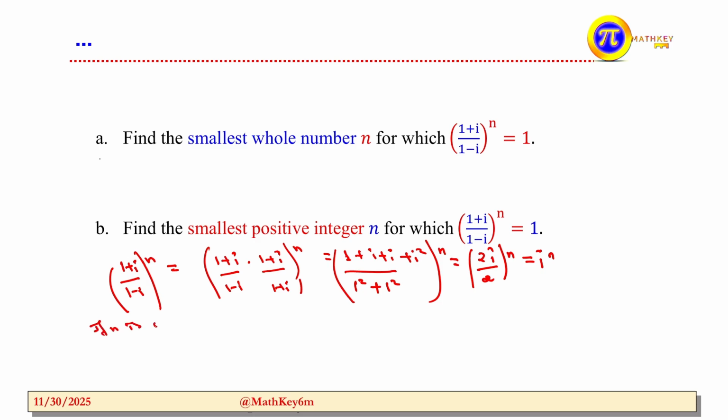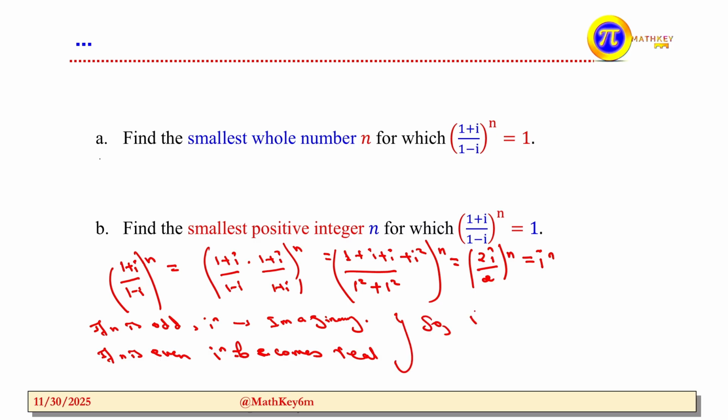If n is odd, i to the power of n is imaginary. Yes, it has an imaginary part, so it cannot be real, but 1 is only a real part. So if n is even, then i to the power of n becomes real. So from this, i to the power of n equals 1. You can consider even numbers. So if n equals 2, i squared equals 1, which equals negative 1 equals 1. Is it correct? It is not correct.